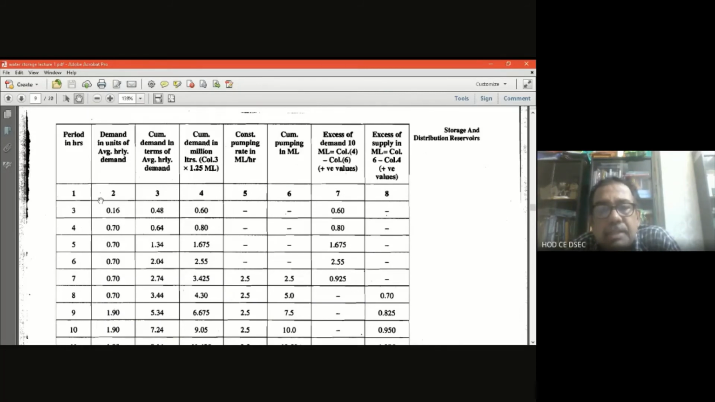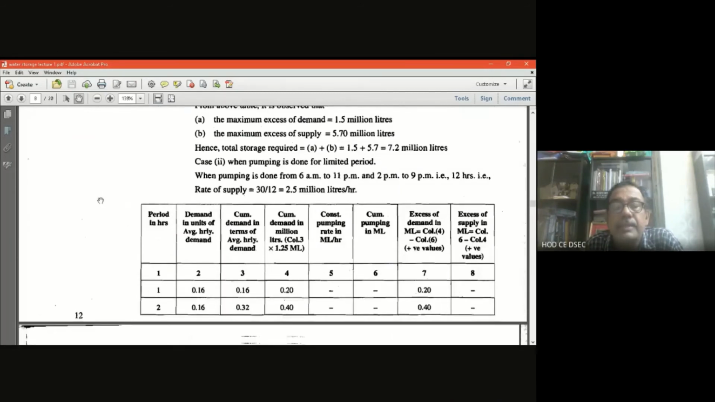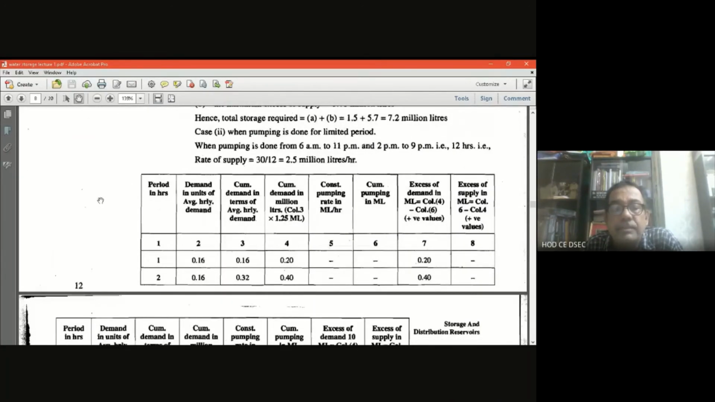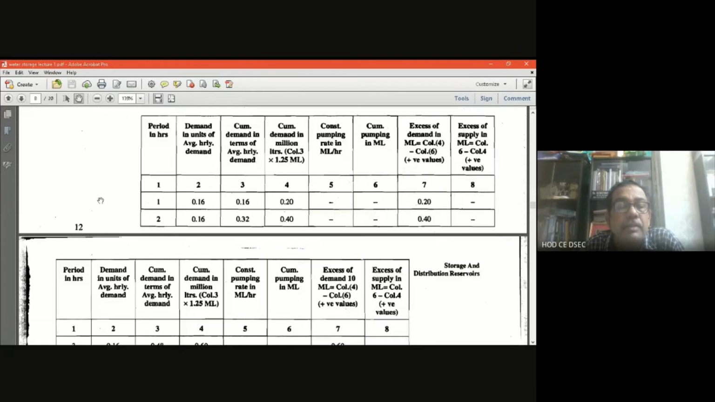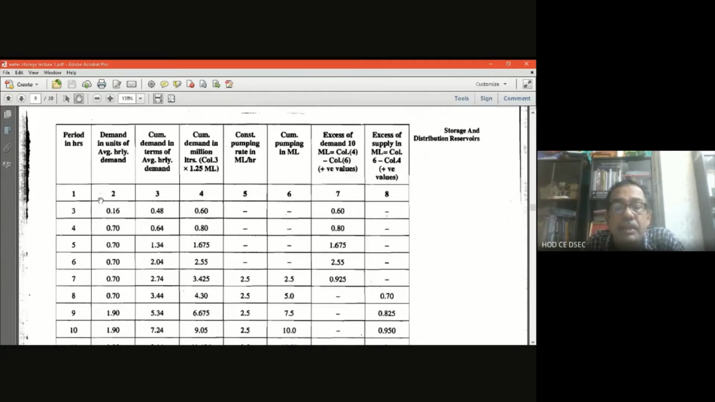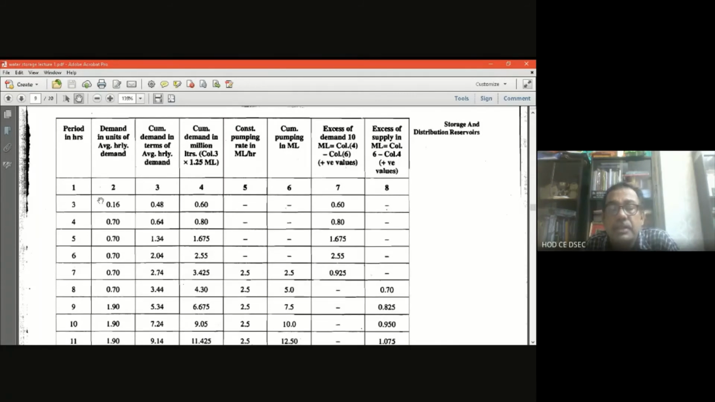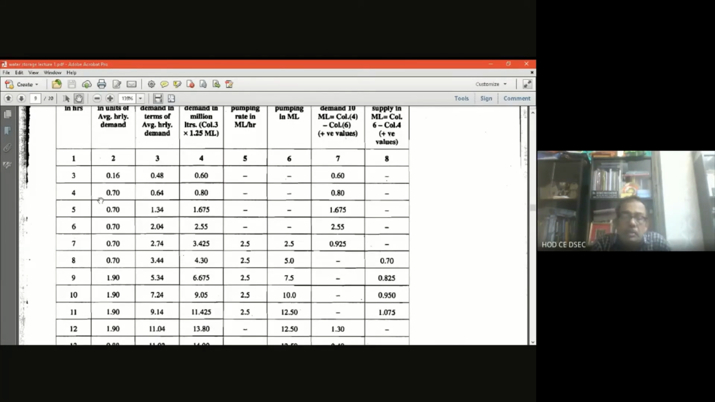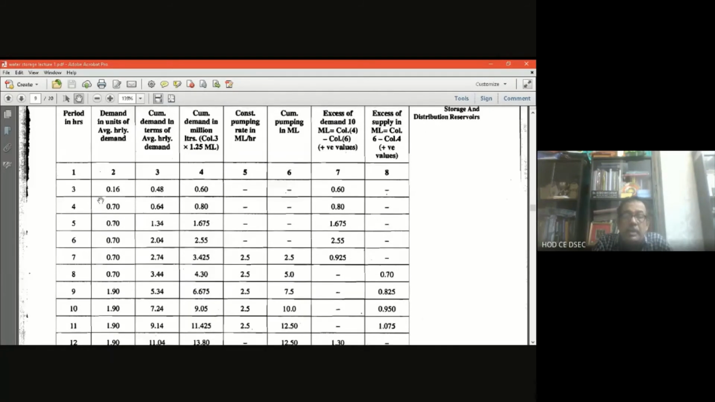The excess demand means, suppose for the first hour, no pumping rate is there, because no supply is there, but demand is 0.2, so there is an excess demand. Then in hour 2 there is an excess demand, because supply is zero. So for the first 6 hours, since there is no operation of the pump, we can go without saying that all will be excess demand.